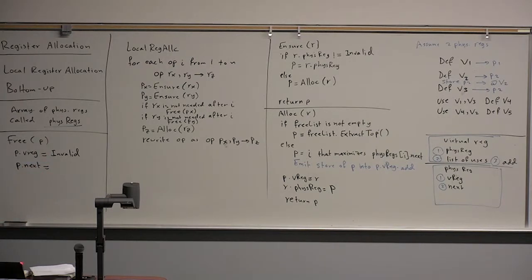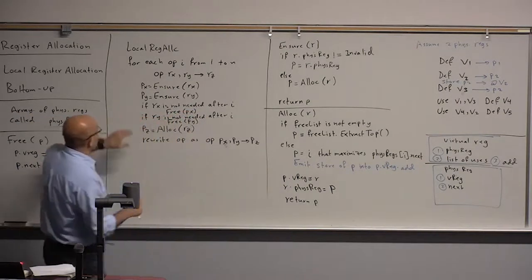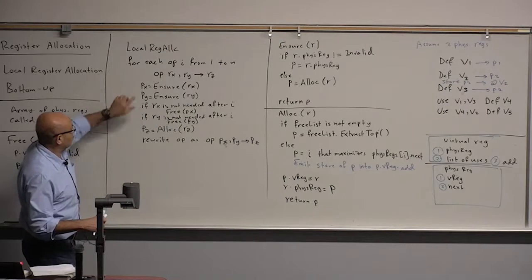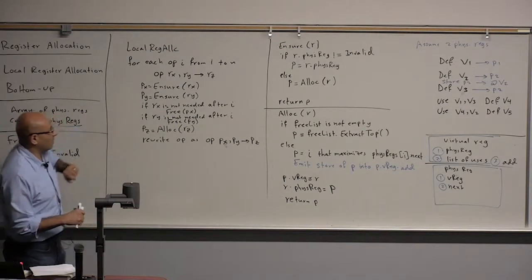And in fact, would it make sense to set this to a large number or a small number? Large number, because it will not be needed, right? So we can set it to infinity. We need to set the next of this to infinity. So we realize that we need to free these before we do the alloc. Okay.